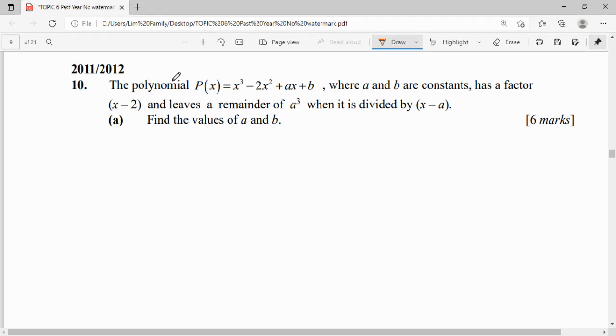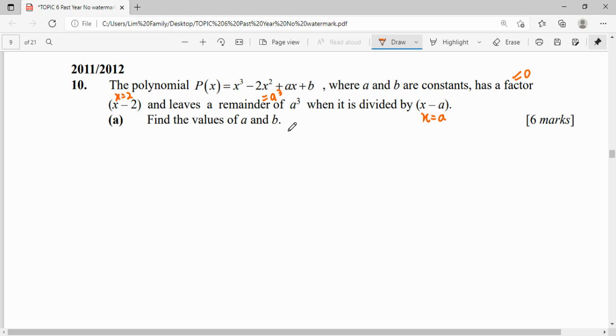For question 10, the polynomial p(x) is a given cubic polynomial, x cubed minus 2x squared plus ax plus b. It said it has a factor, so this means the factor theorem: our polynomial equals 0 when we substitute x equals 2. And it leaves a remainder of a cubed, which is the remainder theorem, when divided by x minus a. So our x value here will be x equals a. We have to use these two pieces of information to find the values of a and b.